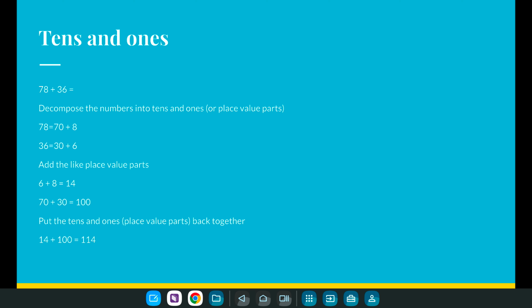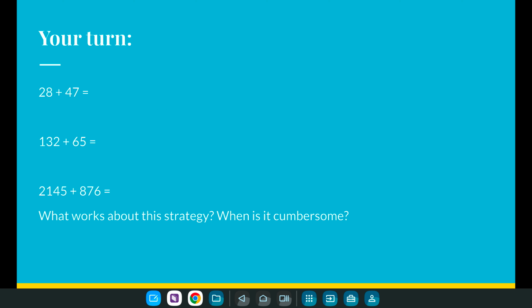All right, we are going to practice this strategy now. So I'm going to give you just a minute to think about these strategies. You can press pause if you need more time.